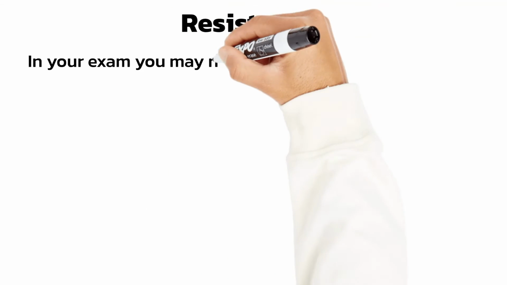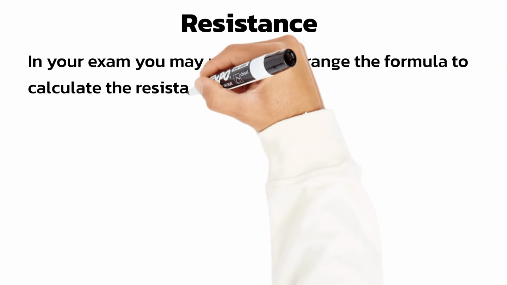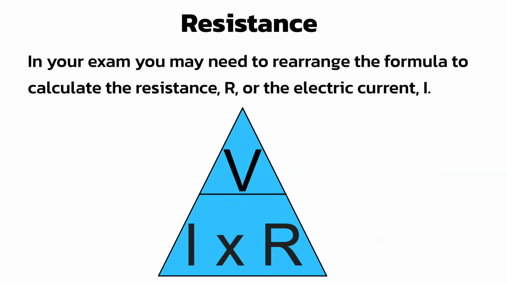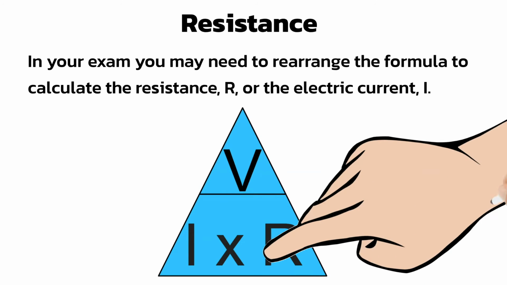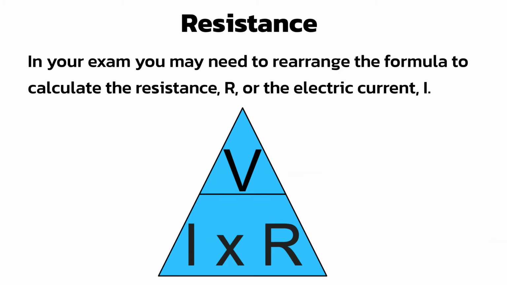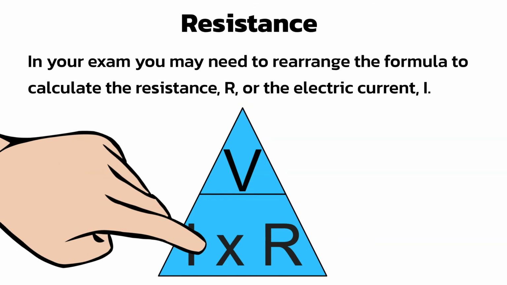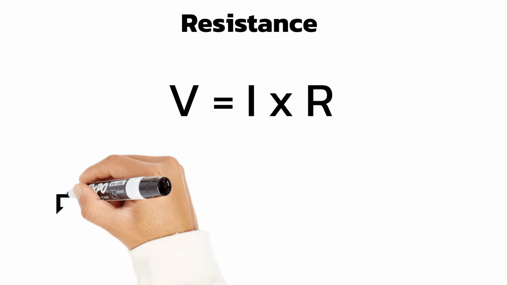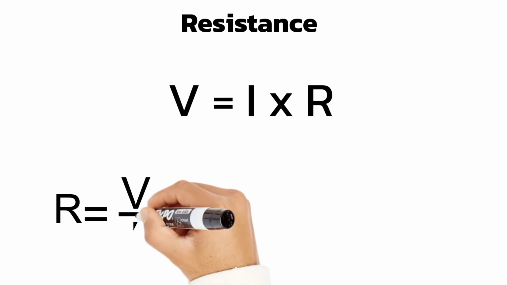In your exam you may need to rearrange the formula to calculate the resistance or the electric current. To do this we can use a formula triangle. To find resistance simply cover the R, and you are left with V divided by I. To find current, cover the I to get V divided by R. So we now have the three rearranged formulae to calculate either V, I, or R.